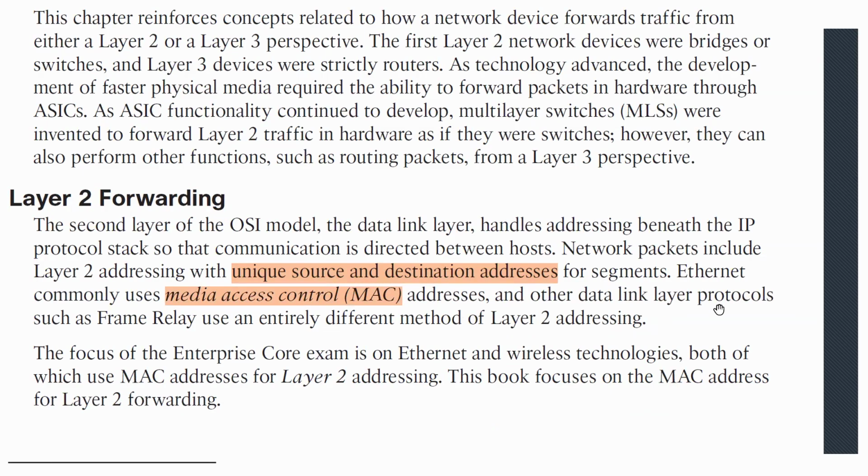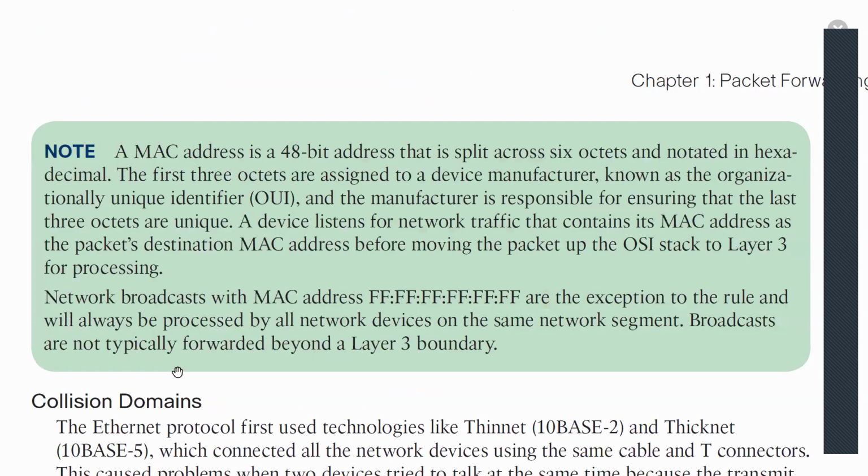Other data link layer protocols like Frame Relay use a completely different L2 method of addressing. But these Frame Relay networks are not really being used right now. They have been replaced by MPLS technology. So right now we do not need to worry about the other addressing methods. We just need to focus on the MAC address only. Clear?